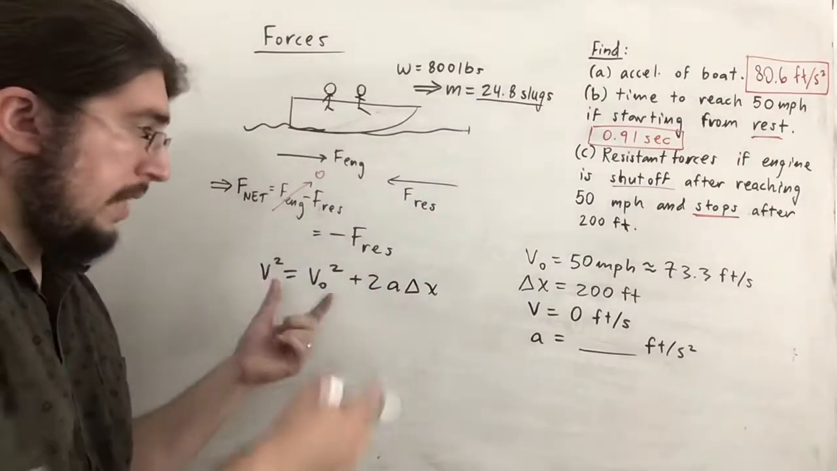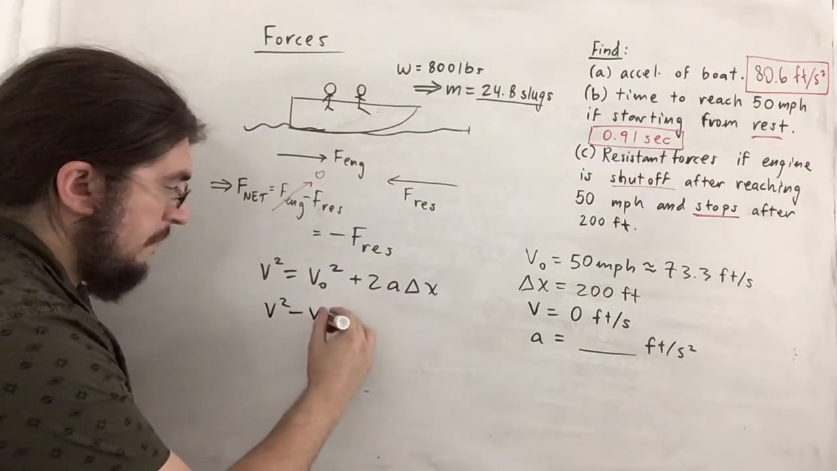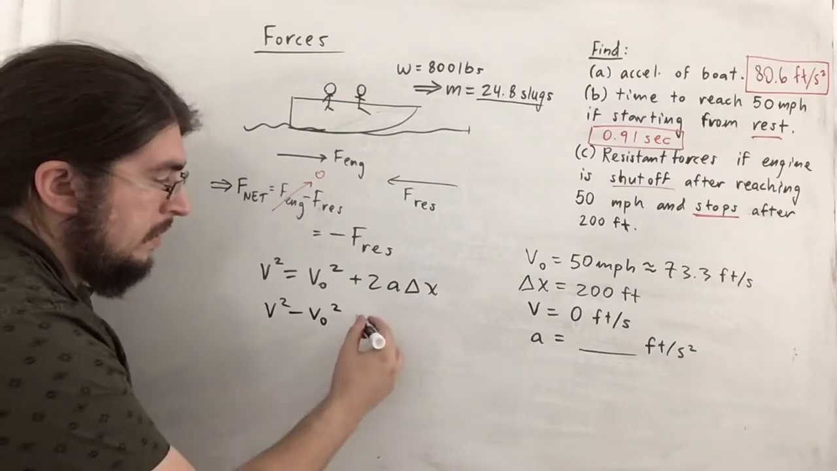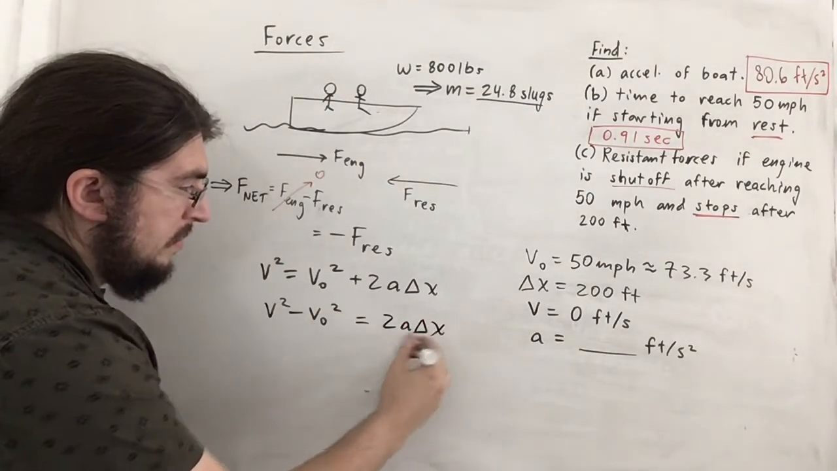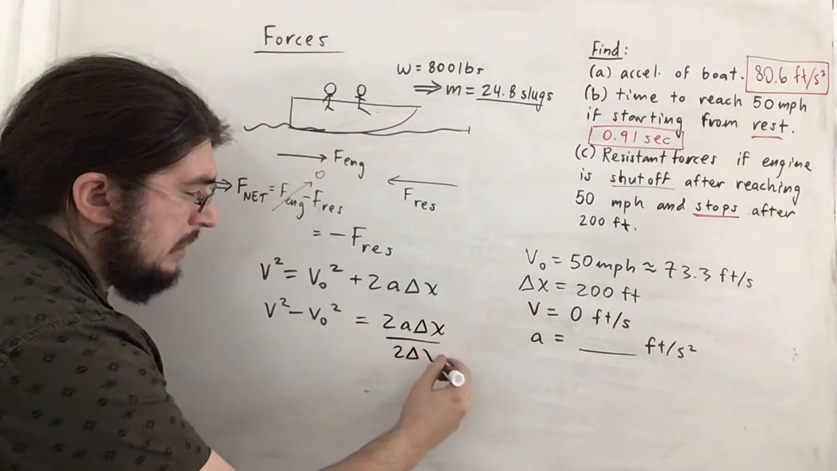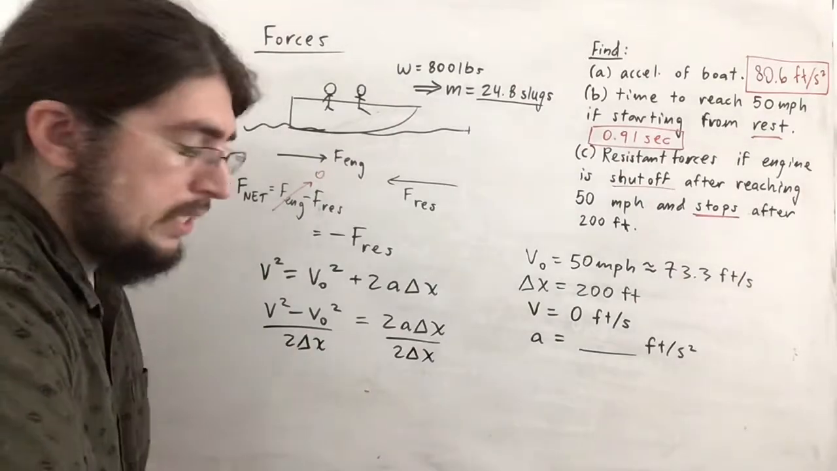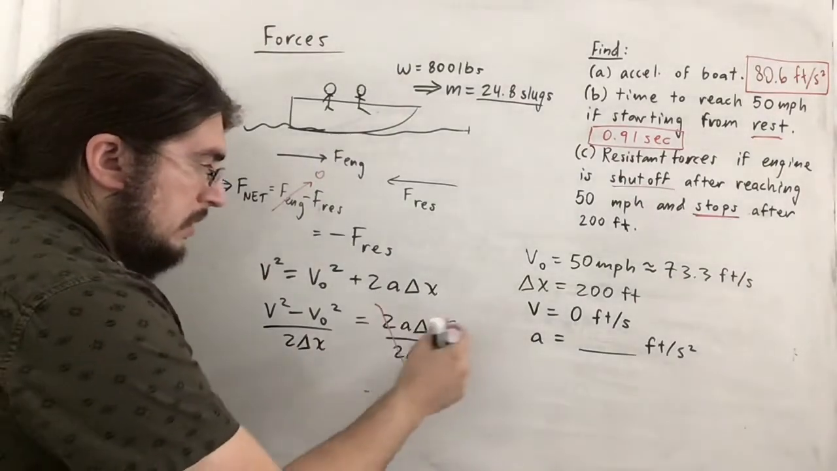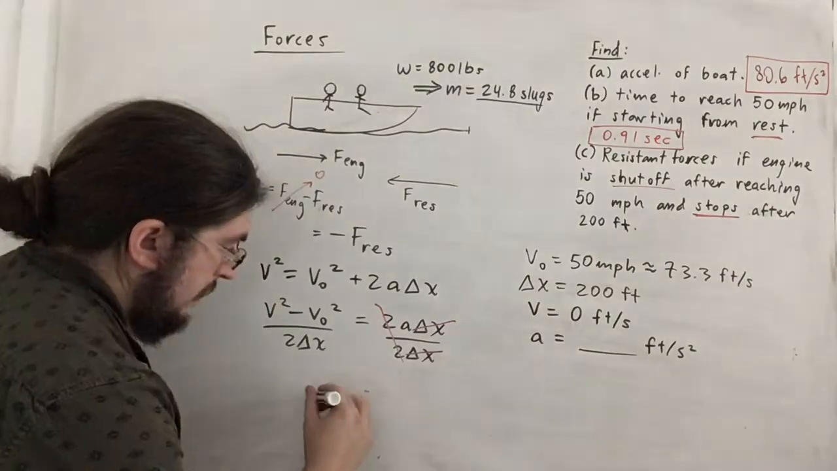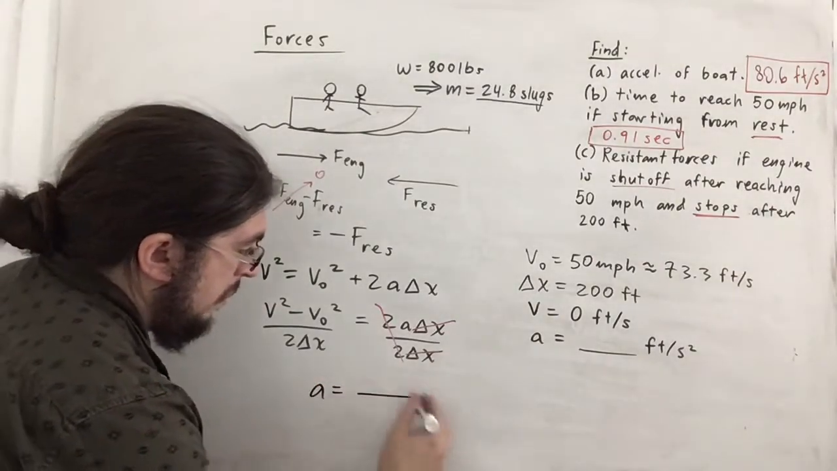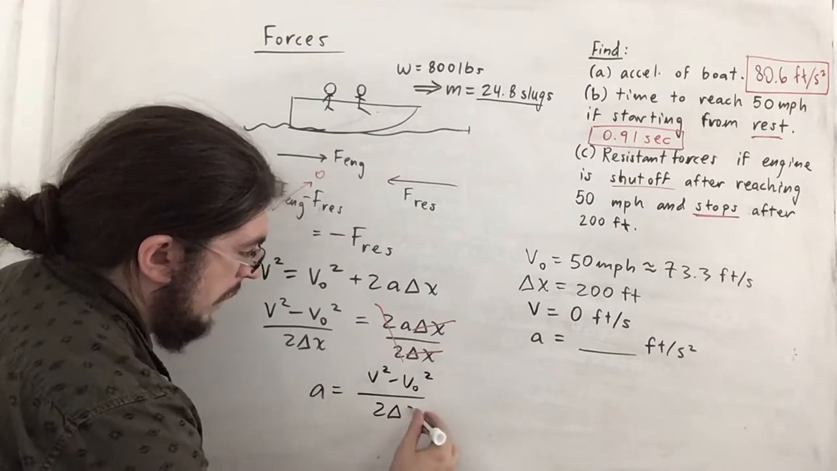Let's solve for that ahead of time. So let's subtract this to the other side to get this. Perfect. And then this is equal to 2a delta x. So if we just divide both sides by 2 delta x, then you'll get a by itself. So let me show that cancellation in red. 2's cancel, delta x's cancel. So we indeed get a by itself. So that means a is equal to v squared minus v naught squared over 2 delta x.